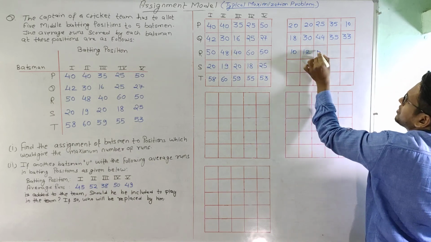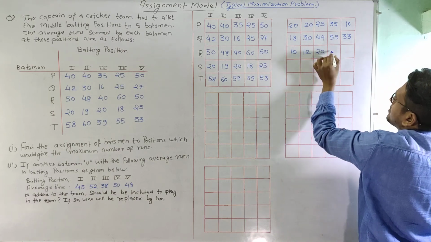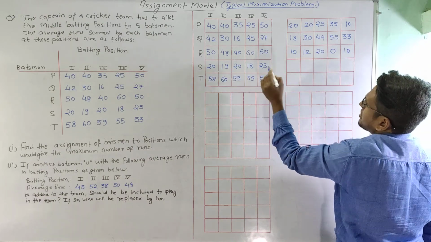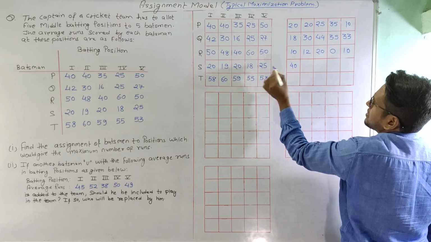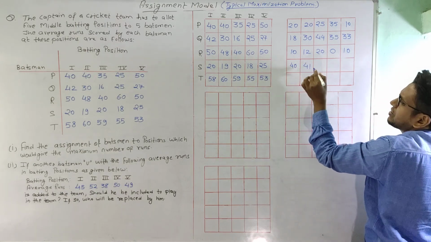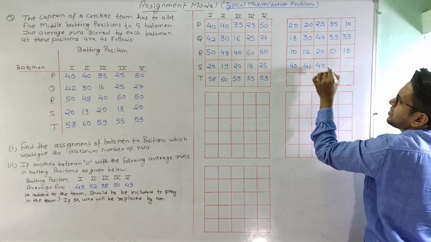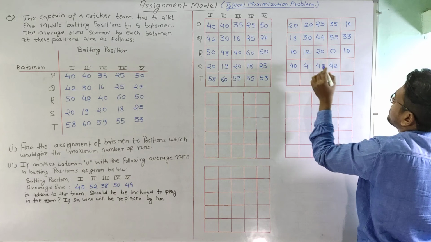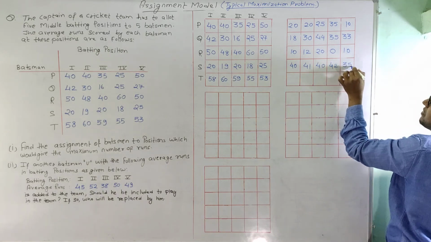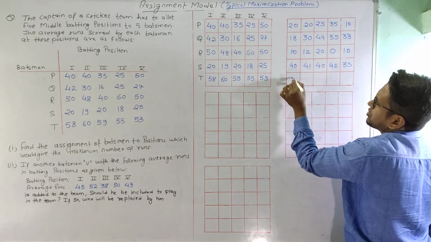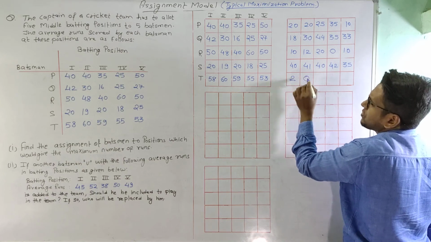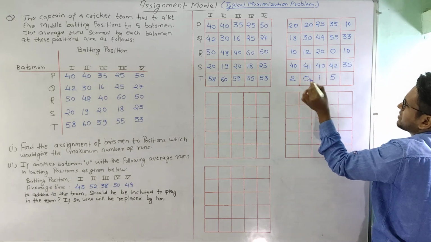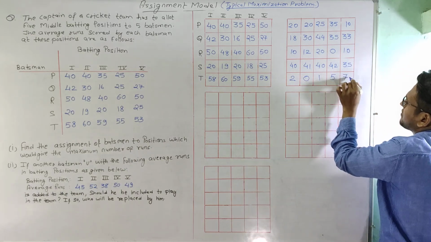60 minus 40 is 20. 60 minus 60 is 0. 60 minus 50 is 10. Here 60 minus 20 is 40. 60 minus 19 is 41. 60 minus 20 again 40. 60 minus 18 is 42. 60 minus 25 is 35. 60 minus 58 is 2. 60 minus 60 is 0. 60 minus 59 is 1. 60 minus 55 is 5, and 60 minus 53 is 7.